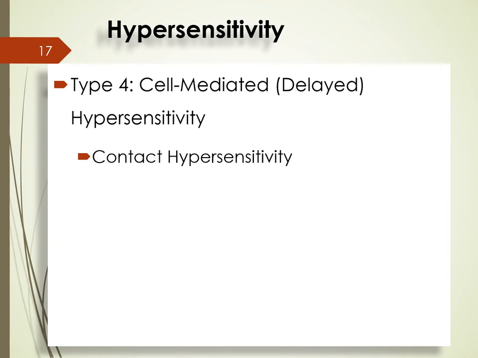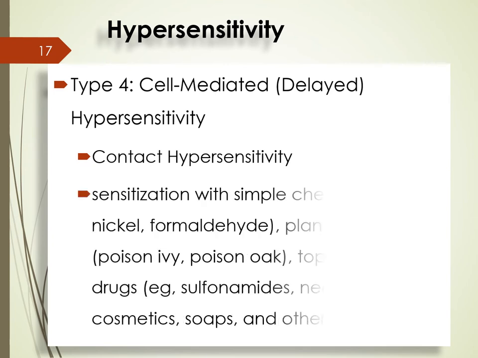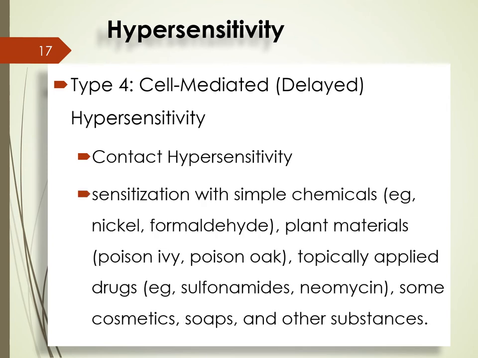Examples of type 4 or cell-mediated delayed type of hypersensitivity would be contact hypersensitivity, like to chemicals like nickel and formaldehyde. Sometimes you'll need a longer time for your body to react to it. Plant materials like poison ivy and poison oak. Topically applied drugs like sulfonamides, neomycin, and some cosmetics, soaps, and other substances. So those are your type 4.